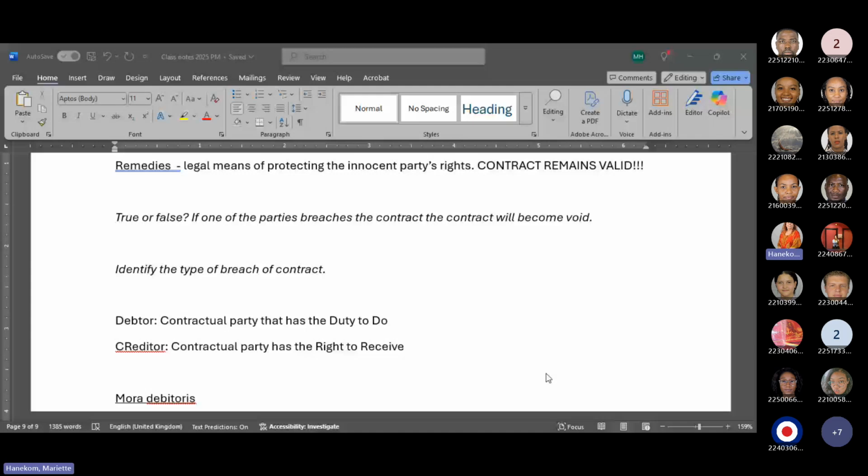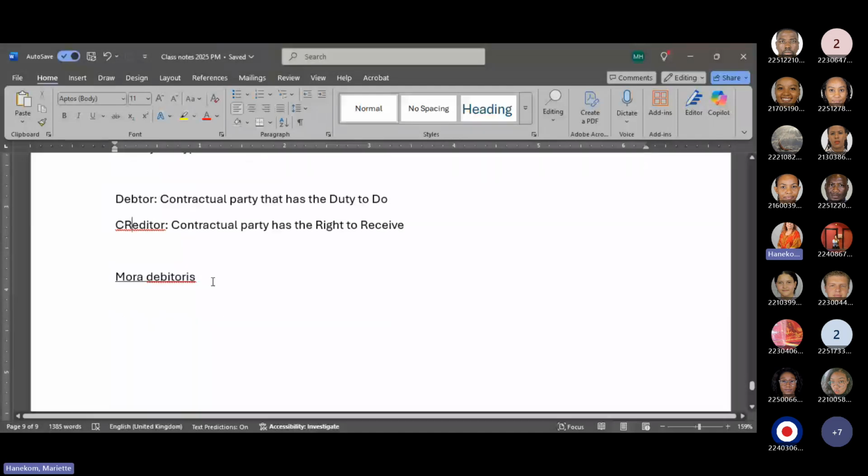So mora debitoris obviously relates to the debtor. Mora can remind you of not today, but tomorrow. It actually comes from the same Latin root, mora. Mora debitoris, the debtor performs late.